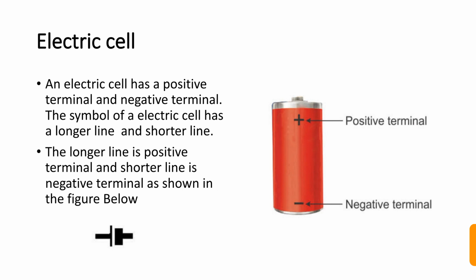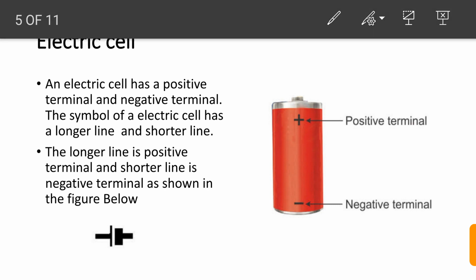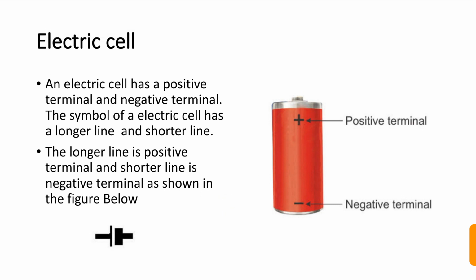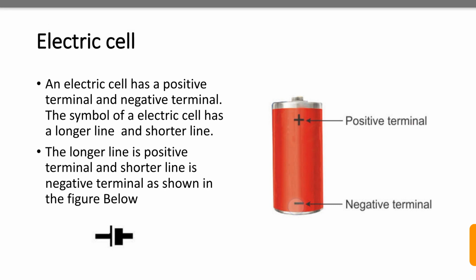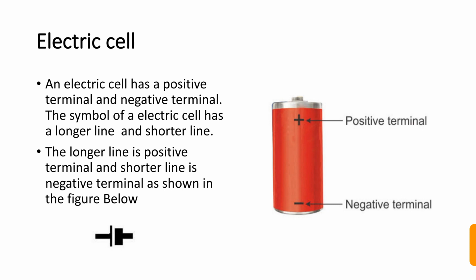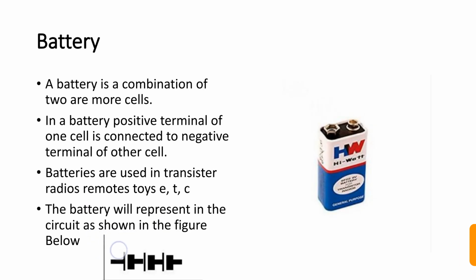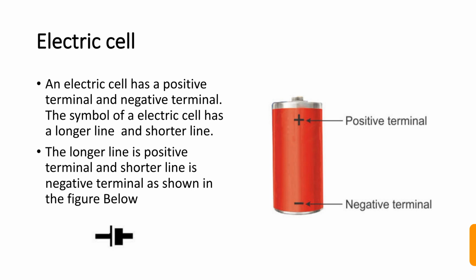Now we will talk about the electric cell. What do you know about an electric cell? An electric cell has a positive terminal and a negative terminal. The symbol of an electric cell has a longer line and a shorter line. See, this is an electric cell. The longer line is the positive terminal and the shorter line is the negative terminal, as shown in the figure. In a circuit, we have to write it like this.